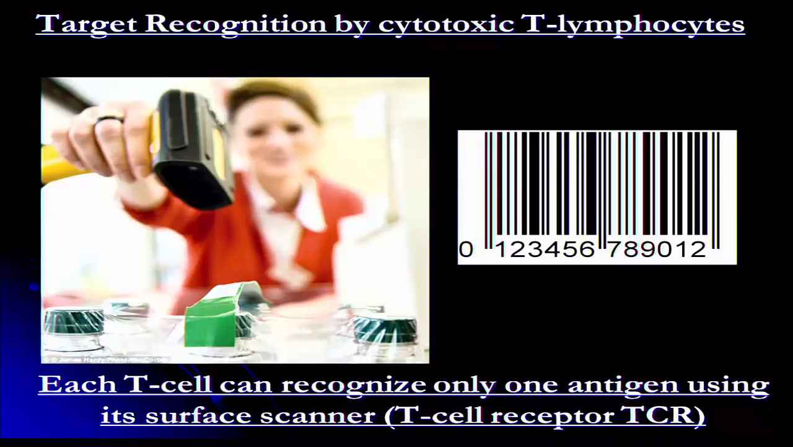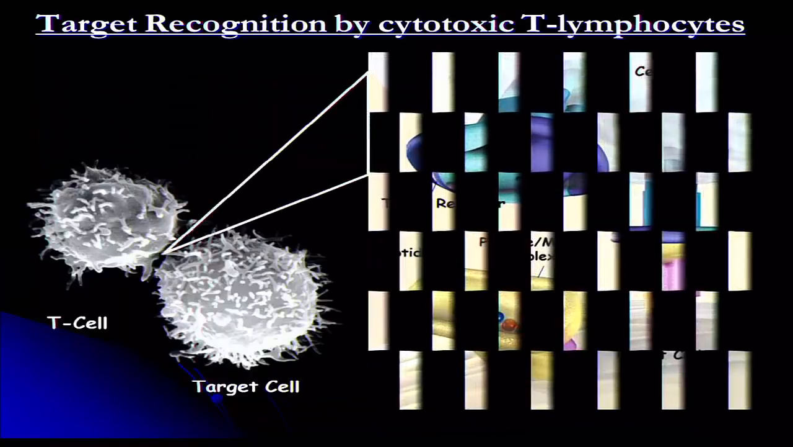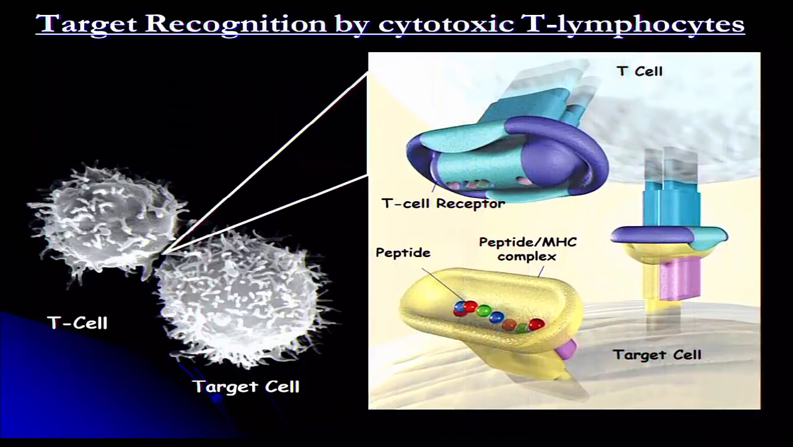have barcodes on their surface. And it works like that. Okay, so you have the T cell. The T cell has a scanner, a scanner that we call the TCR, T cell receptor. That TCR can recognize a molecular or protein barcode that is on the surface of our cell.